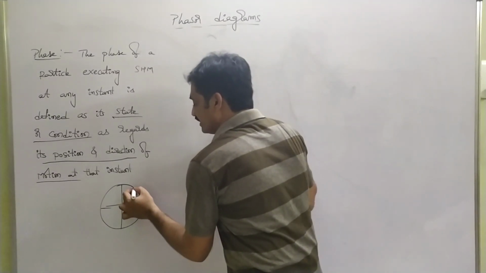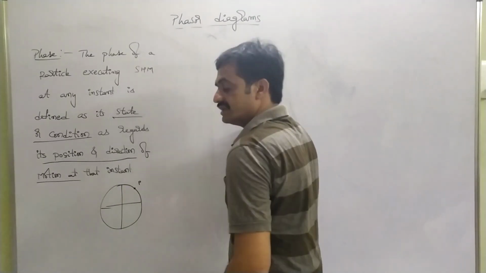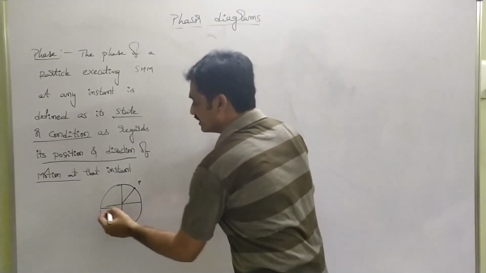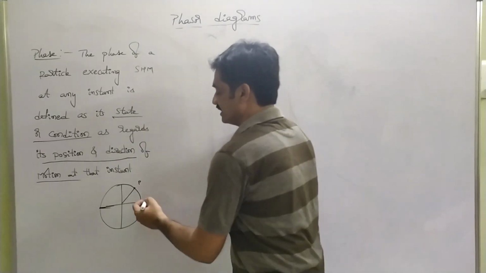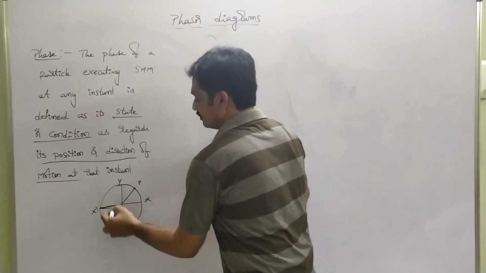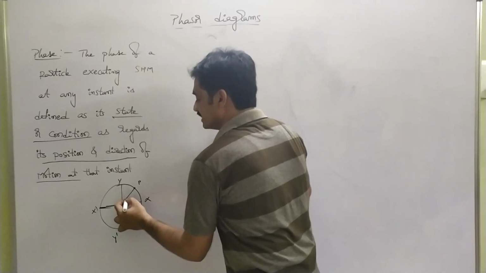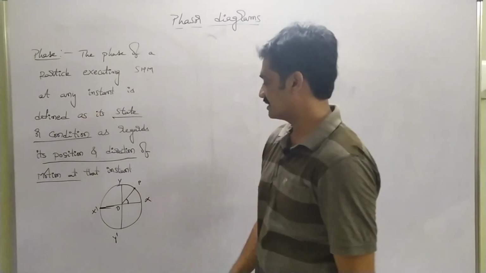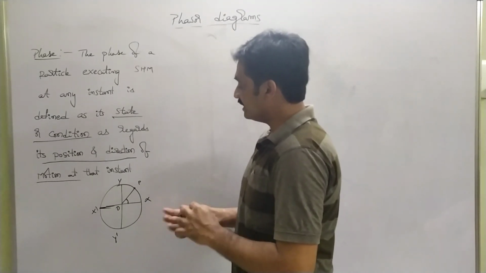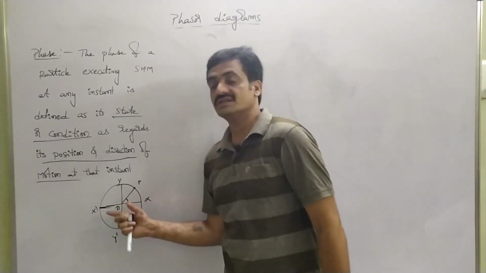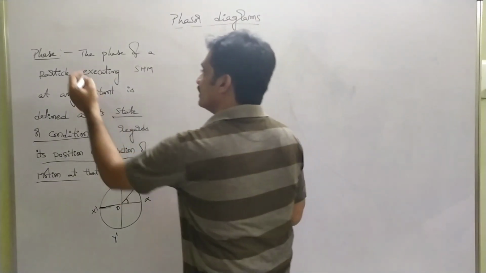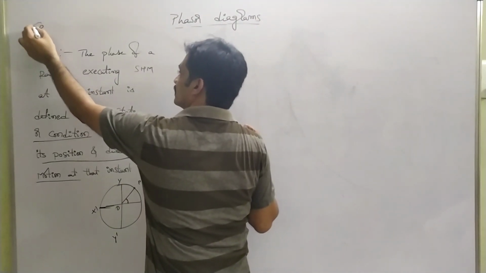Then, if we consider the particle is at this position, the angle made by the particle with respect to this diameter line XOX' or YOY' represents the phase. Means here we are representing the angle made by the particle with respect to this diametrical axis as the phase. Whereas now we are going to discuss epoch.